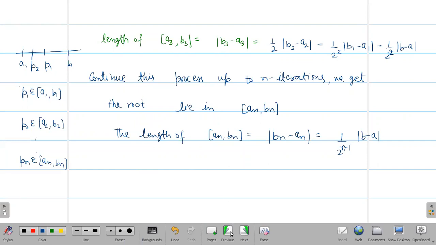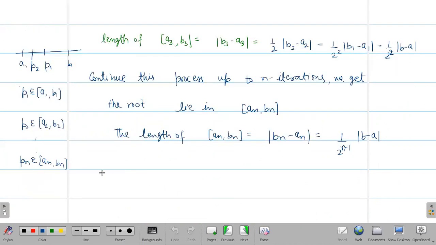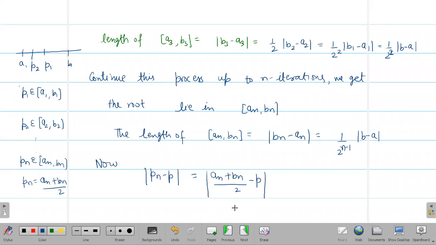So now what we have to prove? We have to prove that this will not exceed this number. So let us take this expression, means left hand side of this expression. So now we take Pn minus P. So Pn is midpoint of An plus Bn by 2. So I can replace it with An plus Bn divided by 2 minus P. Okay.